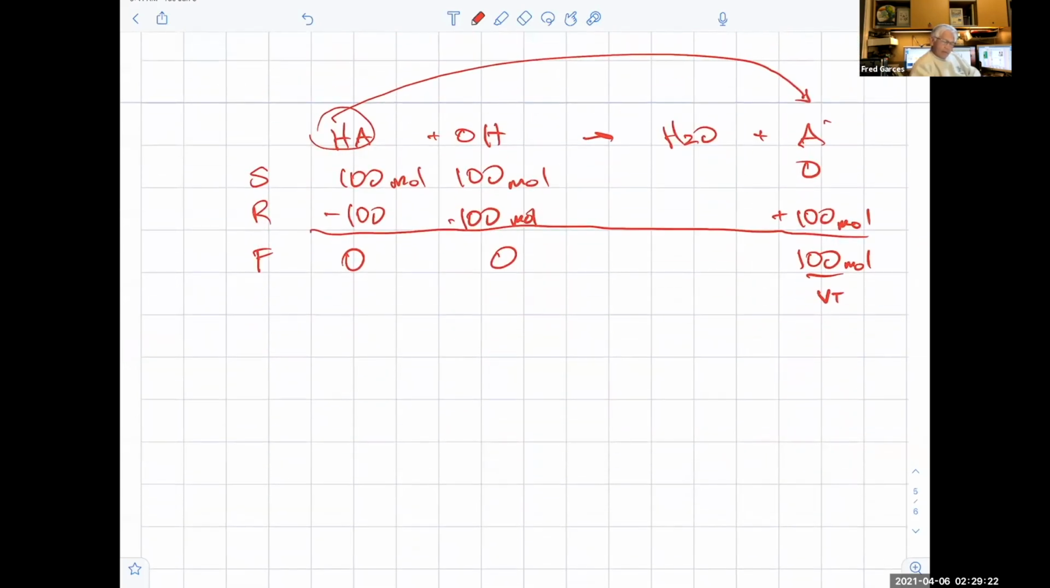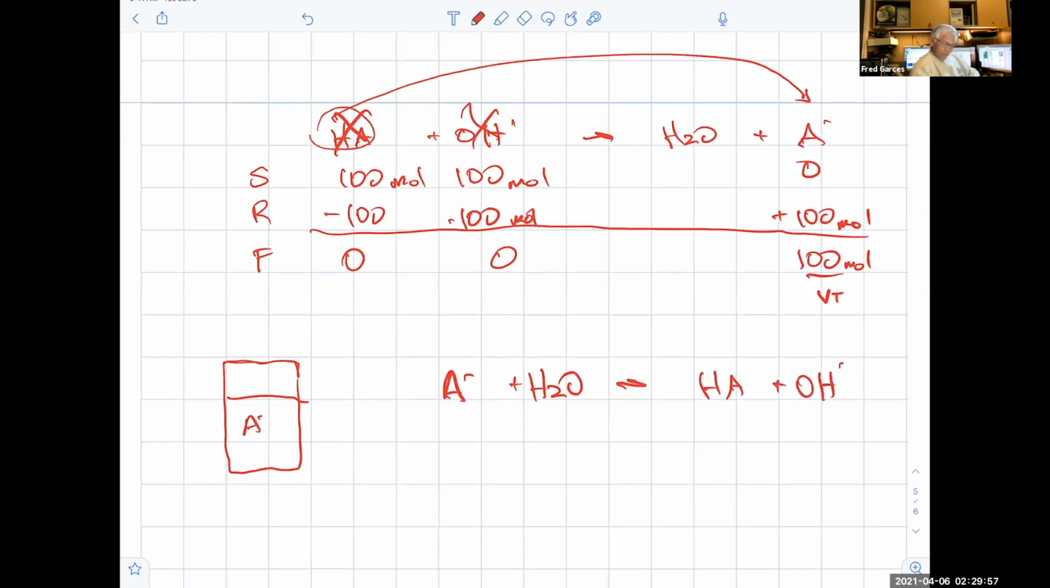And in your solution, that's what you have. You don't have the acid anymore. Why? Because it's been neutralized by the base. All of this is gone, as well as the hydroxide. All you've got is the conjugate. But the conjugate is the base of a weak acid. That means there's chemistry to be had. A minus plus water will do this. That's a Kb. Why is it a Kb? Because you're forming hydroxide. This is what we call hydrolysis.